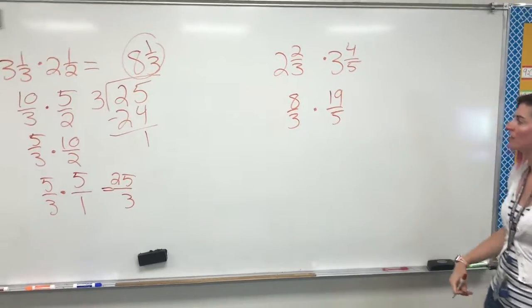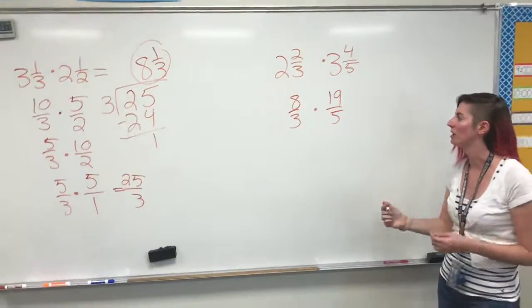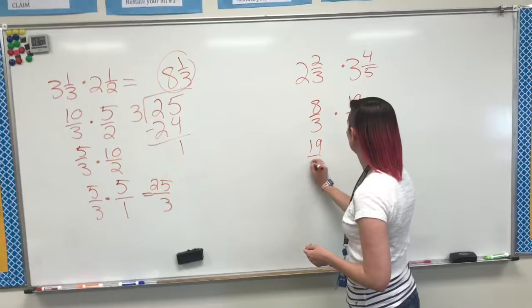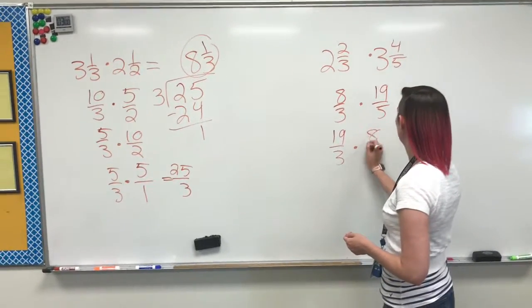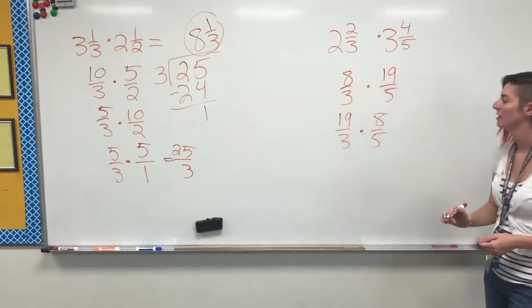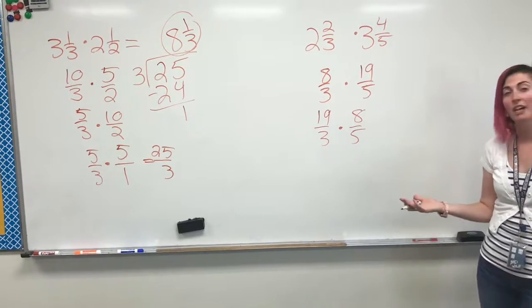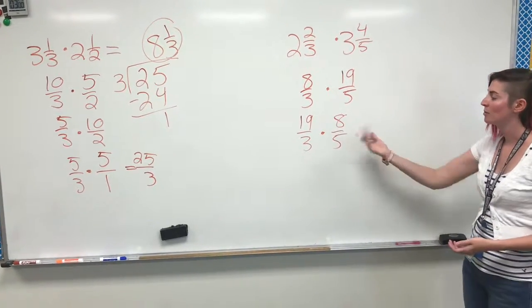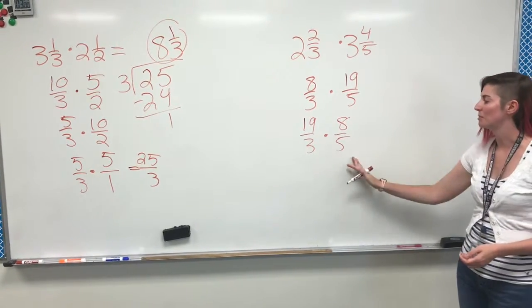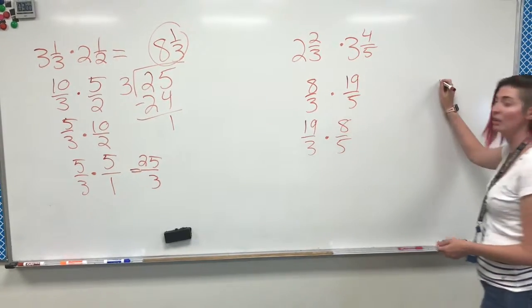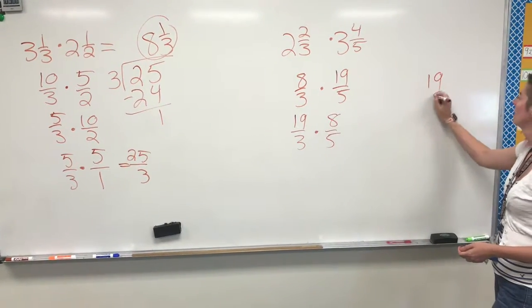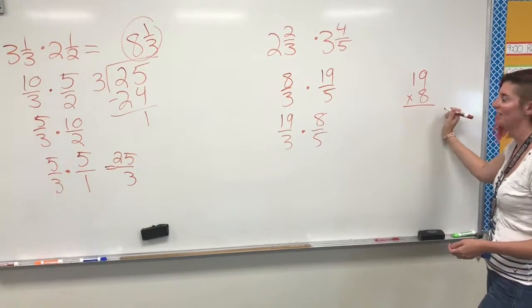Okay, now we want to see if we can simplify. We do that by switching the numerators. So now we have 19/3 and 8/5. Neither of these fractions are able to be simplified, so we're just going to do top times top, bottom times bottom. 19 times 8, it's okay if you have to write it off to the side. I don't have my 19s memorized.